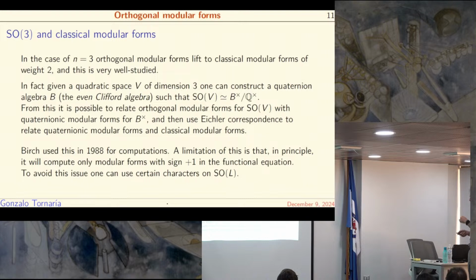But you can actually fix this using certain characters on SO. I won't talk about this. I worked on this in my thesis a long time ago. So we know how to deal with that. So we get every possible sign. So this is not really a problem.